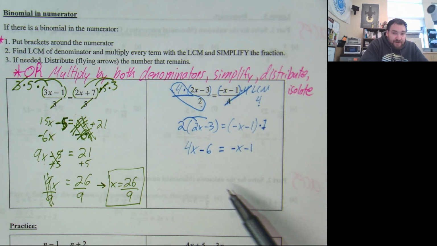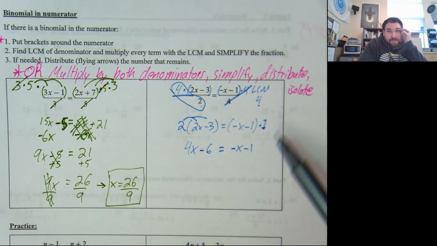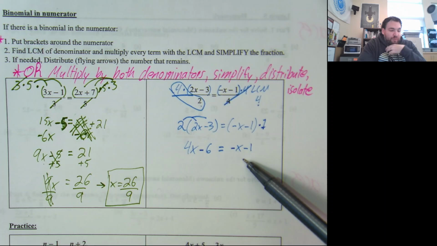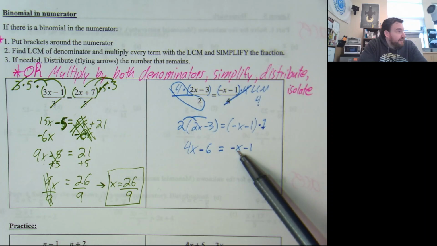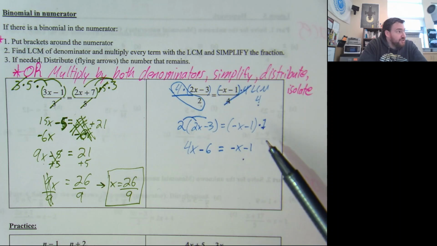So now we're going to do the same thing we did before. I'm going to bring all my variables over to one side. I'm going to bring all my numbers over to the other side. So does it make the most sense to bring my variables left or right at this stage? Left. This is positive, this is negative. How am I going to get rid of this term? Sorry? Eventually we're going to add 6.